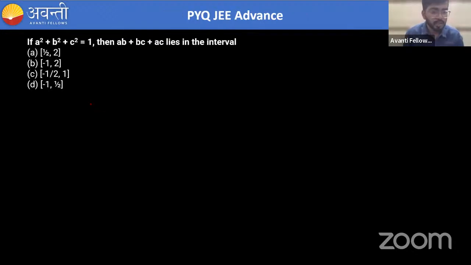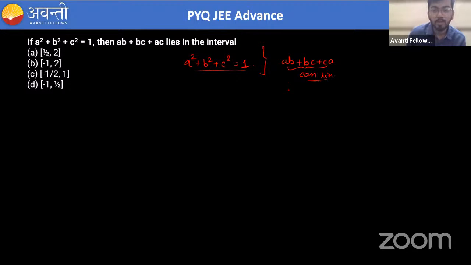Now, here in this question, you can see that a square plus b square plus c square is given to us as 1, and we are supposed to find out the interval in which AB plus BC plus CA can lie. Okay.